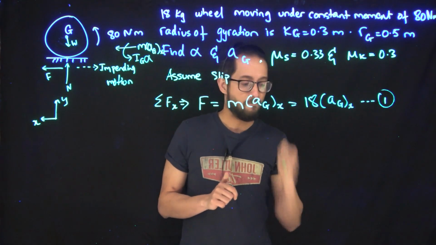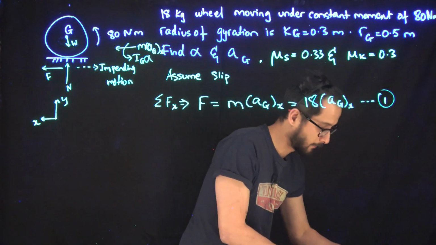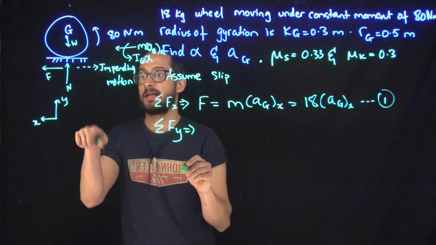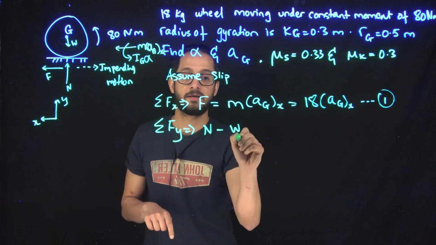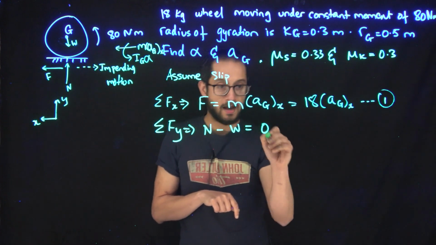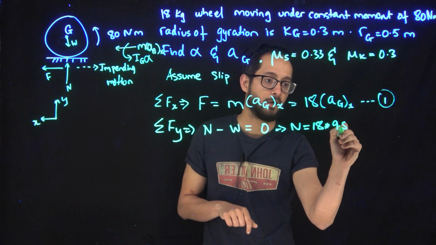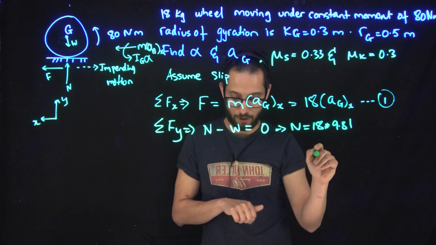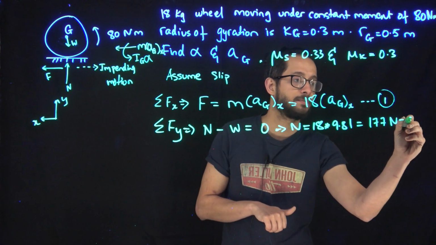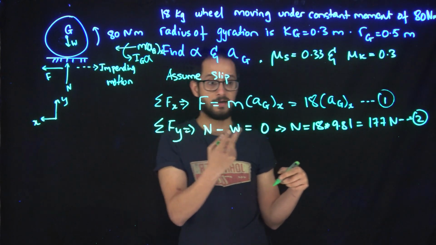Now, if I look at the forces in the y direction, what do I get? I have N minus W, and there's no motion in the y direction, so that's equal to 0. From here, I see that N is equal to the weight, so that's 18 times 9.81. Everything is good because we're in SI units, so that's equal to 177 Newtons. That's my second expression. And here I have my third unknown, so now I need two more, since I have three unknowns.